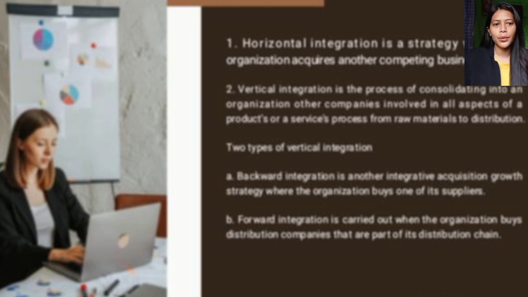Second is forward integration. Forward integration is carried out when the organization buys distribution companies that are part of the distribution chain. This means acquiring distributors or retail outlets so that products are sold directly to consumers. For example, a finished product is taken and bought in bulk by the customer. This is called forward integration.